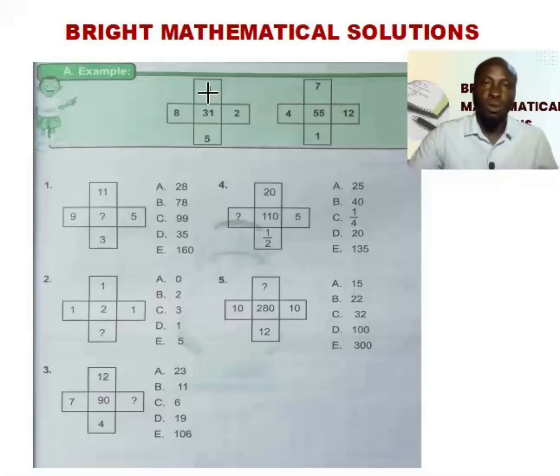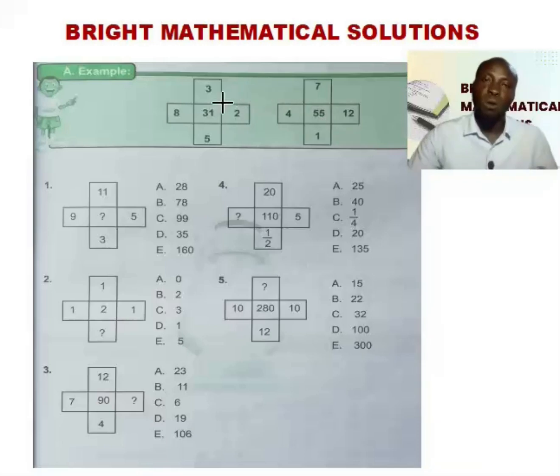Today we want to look at question 4A, test 4A of the Steps to Quantitative Reasoning. And the first thing, as I always say, is to understand the operation that goes on behind this example. Now, if we look at this particular example, we have 3, 5, 2, 8, with 31 in between, and 7, 1, 4, 12, and 55.